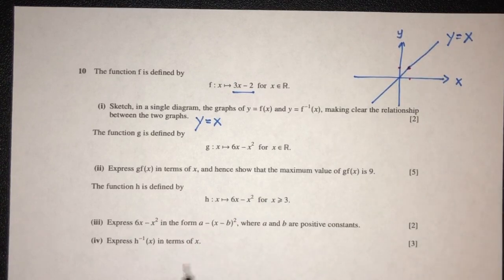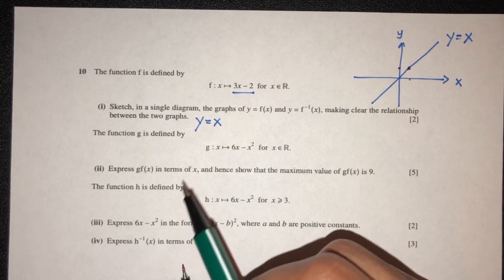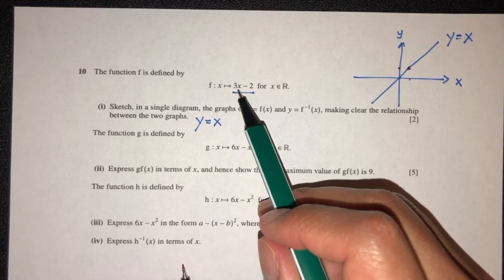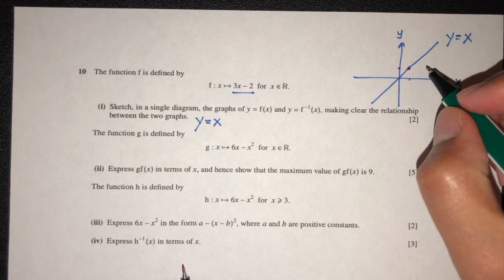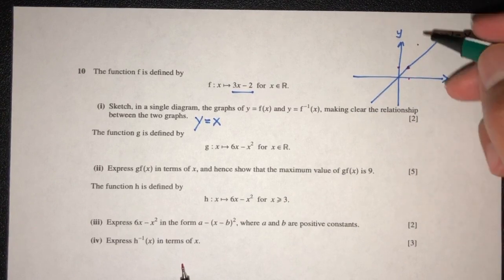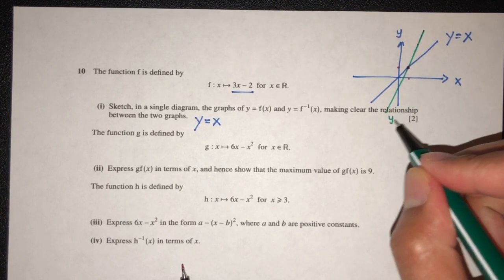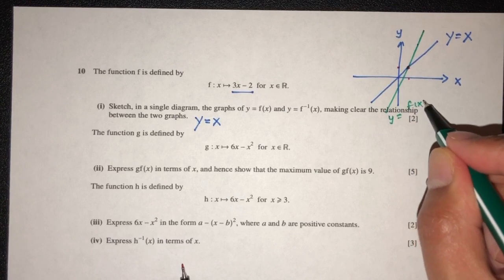Right. And when the value of x equal to, let's say, 2, that will be 3 times 2, which is 6, minus, this should be 4. So it will be way upwards, somewhere over here. So that will be the shape of the graph in a way. That will be y equal to f of x.